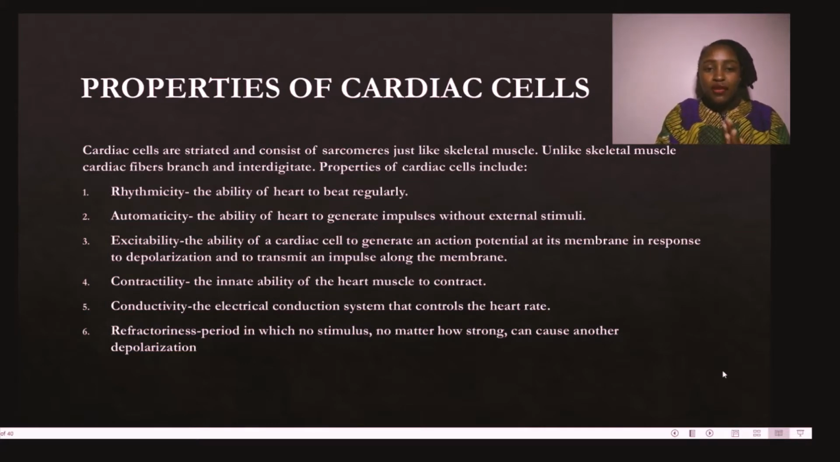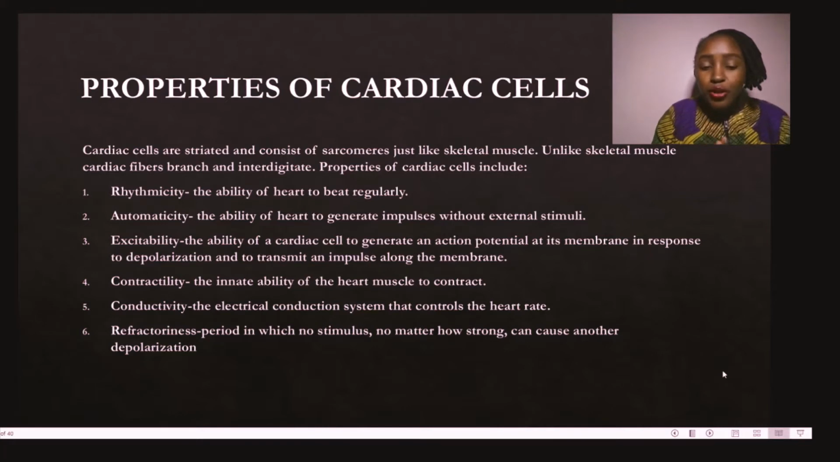Automaticity is the ability of the heart to generate impulses without external stimuli. Excitability is the ability of cardiac cells to generate an action potential at the membrane in response to depolarization and to transmit an impulse along the membrane. Then we have contractility, the innate ability of the heart muscle to contract. When the cells are depolarizing, we get a squeeze and blood is pumped out of the chamber that has the blood at that point. Then we have conductivity, the electrical conduction system that controls the heartbeat.